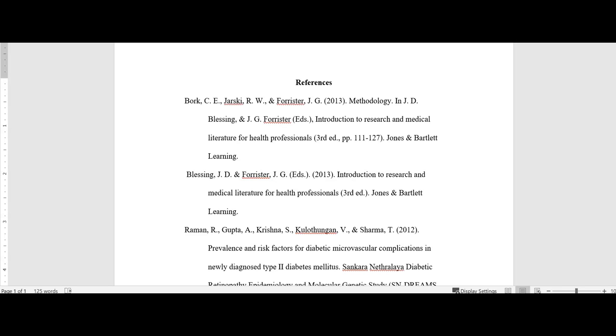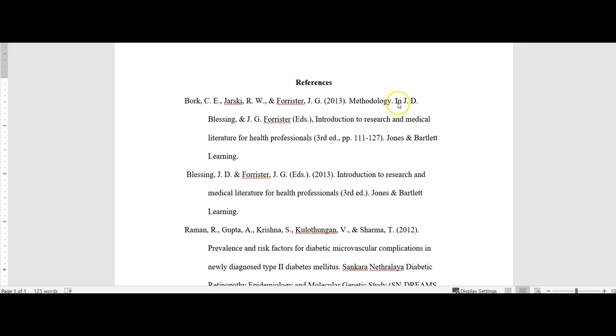Our first entry on our references list shows that the reader used a chapter from a book. The first part we see are the authors of that chapter: Bork, Jarsky, and Forrester. We only use the first initial and middle name initial when it's provided. Next, we see the publication date of 2013. Then the title of the chapter that I used.